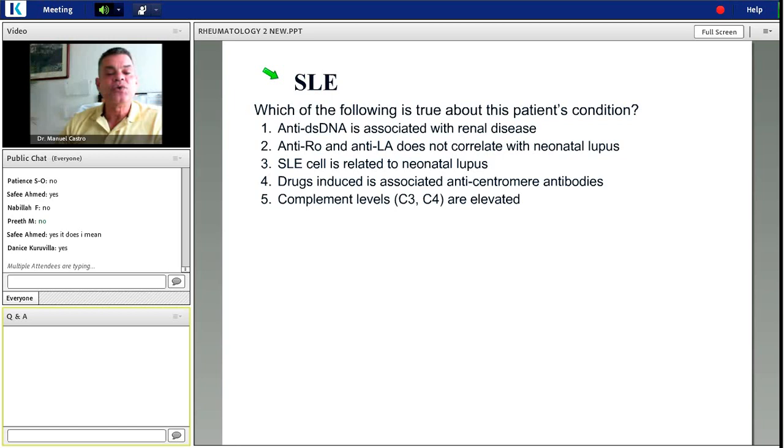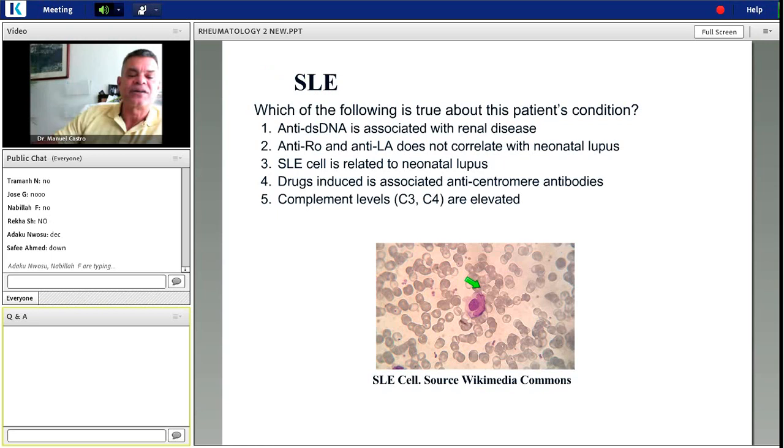Okay, drug-induced lupus is associated with anti-centromere antibodies. Drug-induced lupus. No. Which one is associated with drug-induced lupus? What marker? Antihistone antibody. Complement levels C3 and C4 are elevated in lupus? No. They're decreased, right? So what is the answer here? This is SLE, as you can see here. This is an SLE cell. It's just a marker of lupus. It doesn't have any correlation with anything.